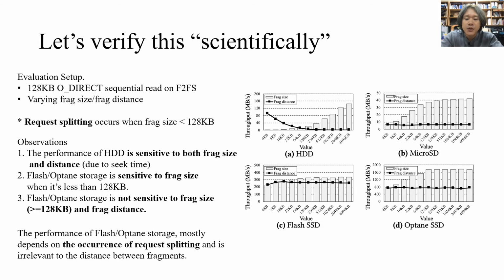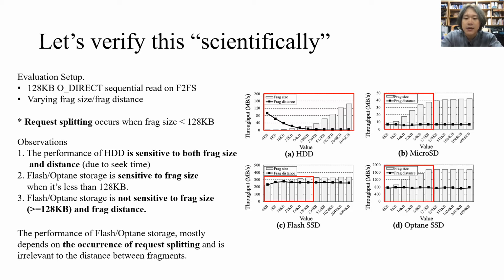We executed 128 KB sequential reads on the F2FS file system while varying frag size and frag distance. Here, since the request size is 128 KB, request splitting occurs only when frag size is smaller than that. In the case of hard disk drives, the performance is sensitive to both frag size and frag distance. A longer frag distance means the hard disk drive requires more time locating its mechanical part on the corresponding location.